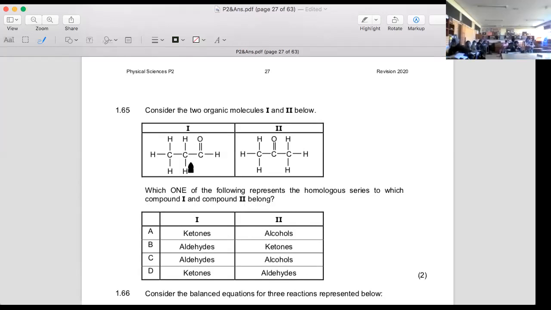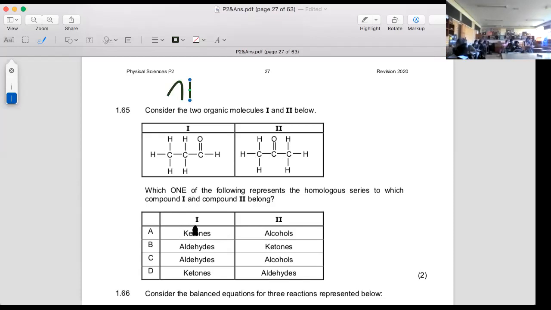Okay, who says that something with a carbonyl group on the last carbon is a ketone? Hands up. Who says this is an aldehyde? Well done. Who says this is a ketone with a carbonyl group in the middle somewhere? Well done. So we've got an aldehyde here, and we've got a ketone there.